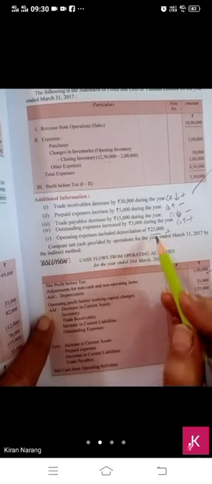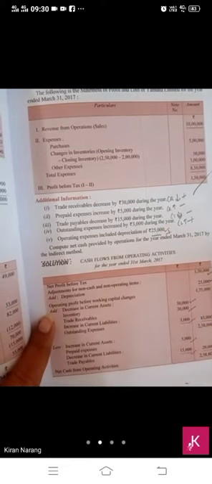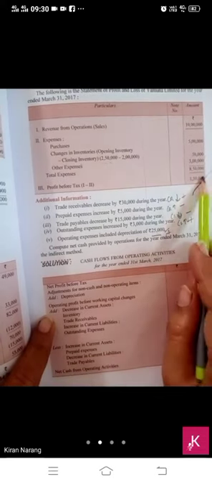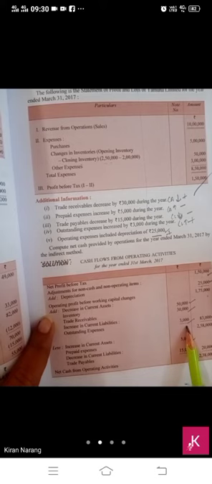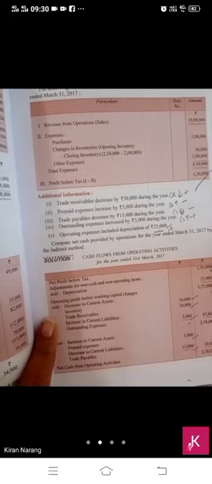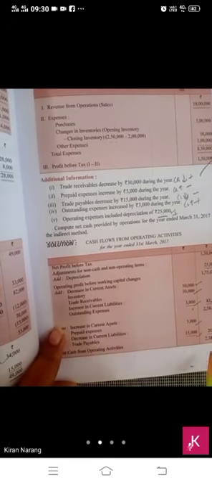Operating expenses include a depreciation of 25,000. Only one item is given, non-cash and non-operating, that is depreciation. That will be added here. So in this profit, depreciation is added. It becomes profit before working capital changes. Then you have to add the decrease in current asset or increase in current liability. And then you have to subtract the increase in current asset and decrease in current liability. This is your answer. Any doubt, beta?